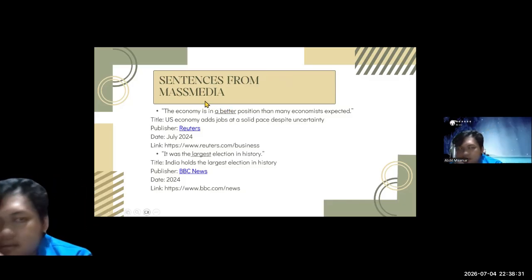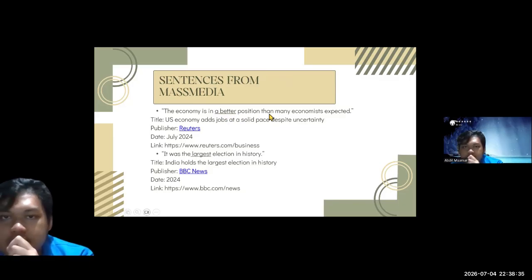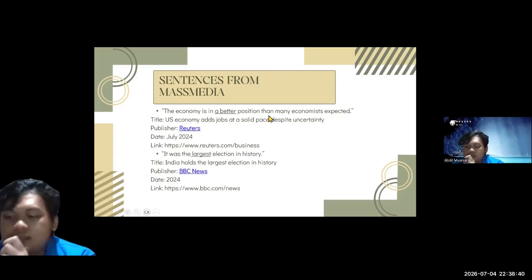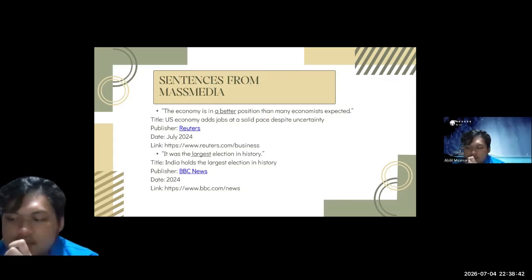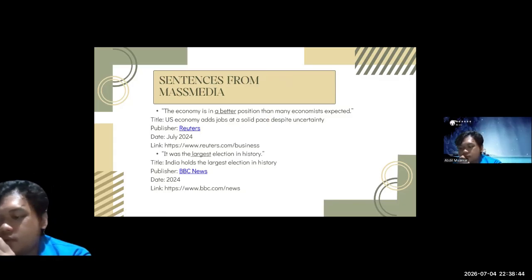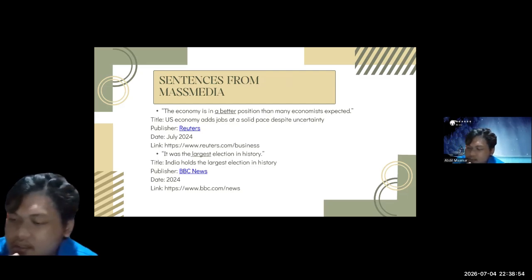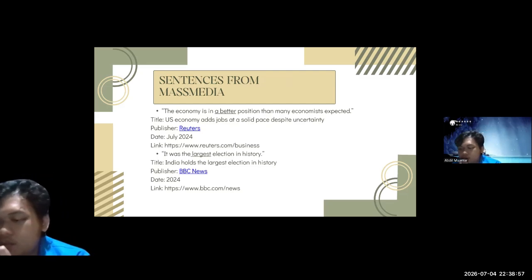The pattern is comparative adjective plus than. The explanation is better is the irregular comparative form of good. The sentence compared the actual condition of the economy with the economists' expectation and indicates that the economy performed more positively than anticipated.